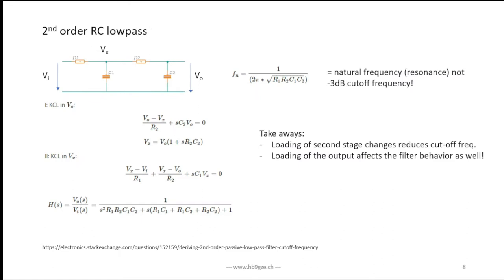When you start doing the math on this and you look for the corner frequency, what you find is a so-called natural frequency. This is not the corner frequency. Natural frequency is 1 divided by 2 pi square root of R1 R2 C1 C2, you remember? Just one RC is 1 divided by 2 pi R1 C1. And this is not the minus 3 dB cutoff frequency. This is the natural resonance frequency of this electronic circuit. But as already mentioned, you start loading the first stage and you have a different cutoff frequency, not at this fn. So don't get confused. Sometimes you see this called corner frequency.